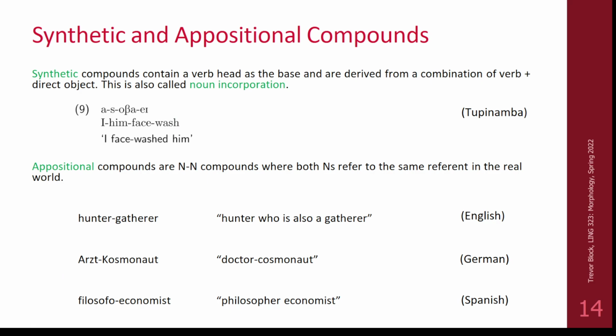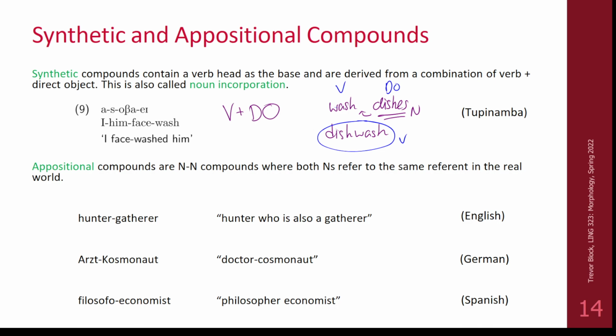We have synthetic compounds. So these are a combination of verb plus direct object. So like in English, we can say I wash dishes, or you can say I dishwash. They have slightly different meanings, but we can see that we have a verb plus a direct object, and then we've just turned it into one word here, which is typically a verb. So those are examples of synthetic compounds, and the process is sometimes called noun incorporation. So noun incorporation meaning we're taking this noun and we're incorporating it into the verb itself.